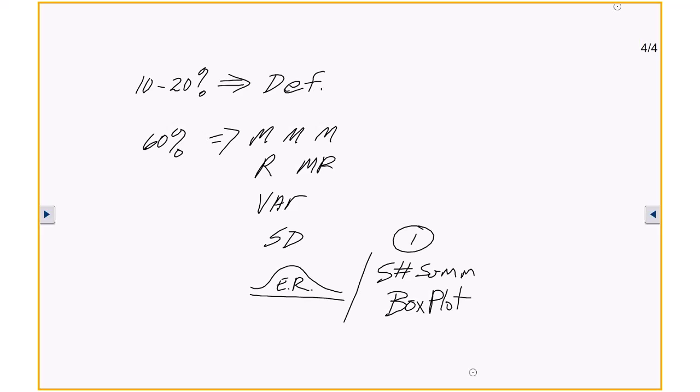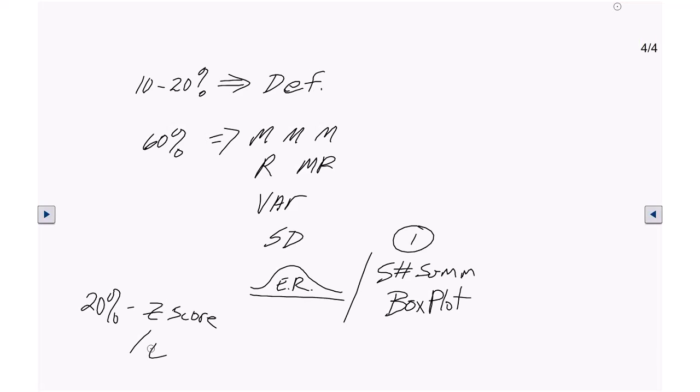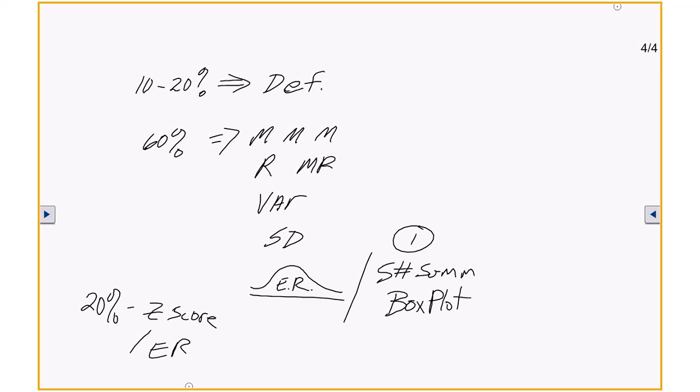Okay, that's 80%. So 20% is going to be z-score / empirical rule. So you've got an overlap of the empirical rule. The empirical rule can be used with many different applications. It is imperative that you learn the empirical rule. What do you mean learn it, Hubert?